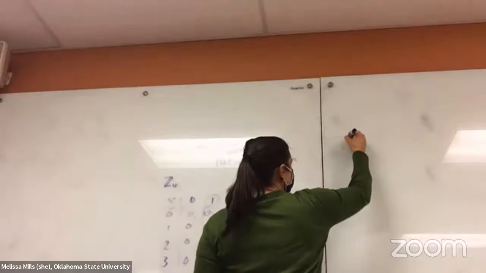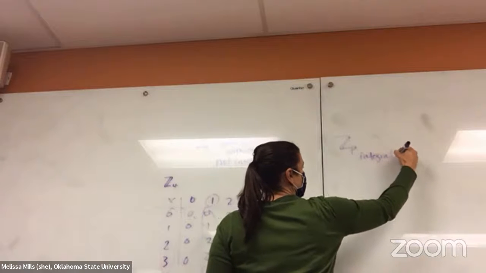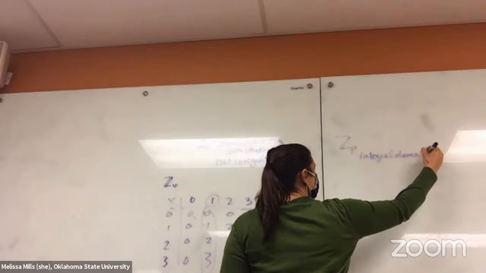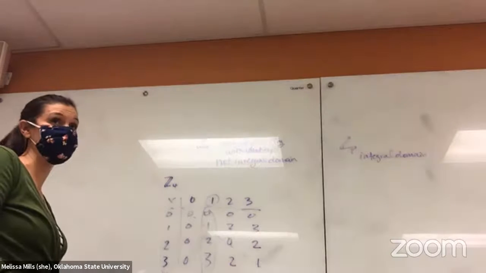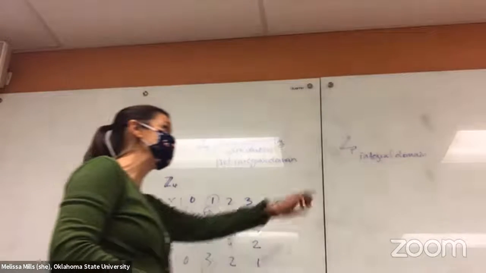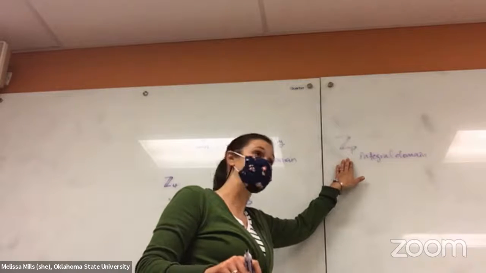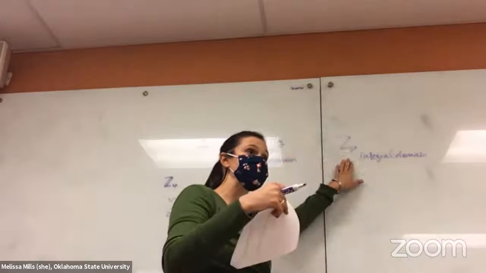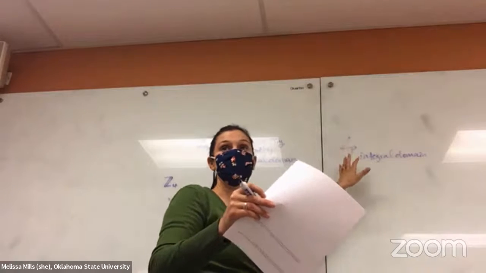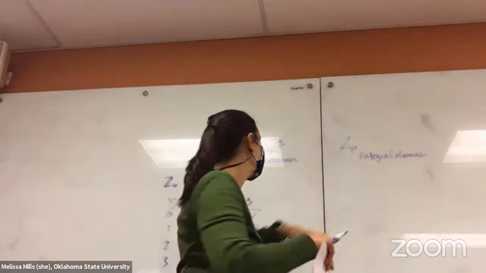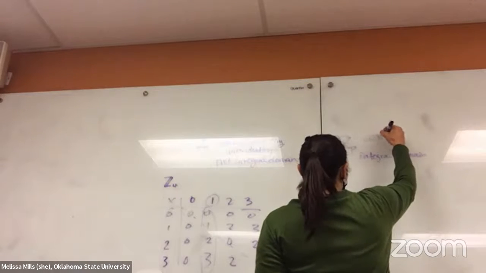But Z mod p is an integral domain for p prime, right? Z mod p will be an integral domain. It won't have any zero divisors. So in Z mod p, we can do all these algebraic things that we can do in Z because I have multiplicative inverses. So I can solve equations in Z mod p in the same way that I solved them in Z because I don't have to worry about zero divisors. Okay, so that's kind of a nice thing about this. So Z mod p is also a commutative ring with identity.